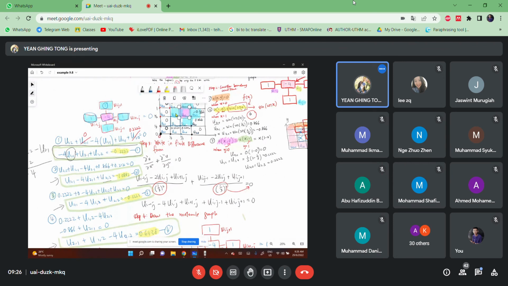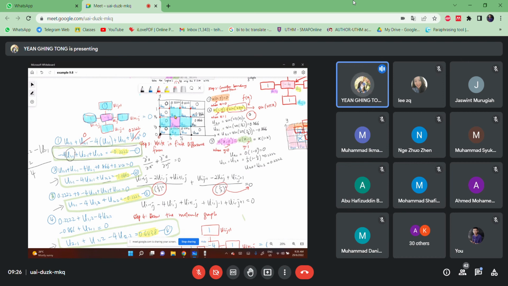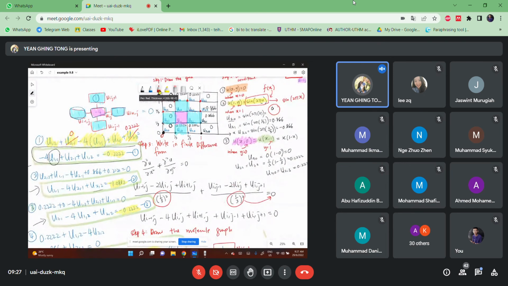We start with this one. Here this is U12, plus 0, plus U1, minus 4U11, plus U21, plus U10. The same, right? Correct. So now this is equal to 1/9.